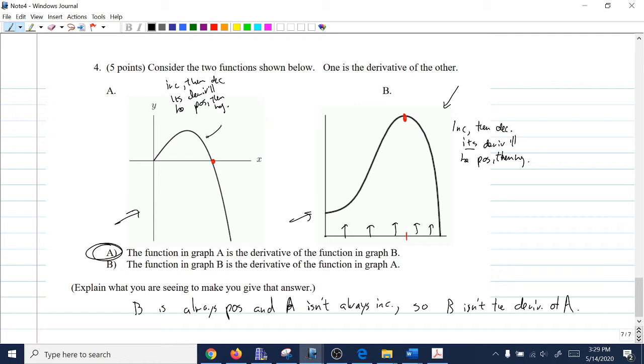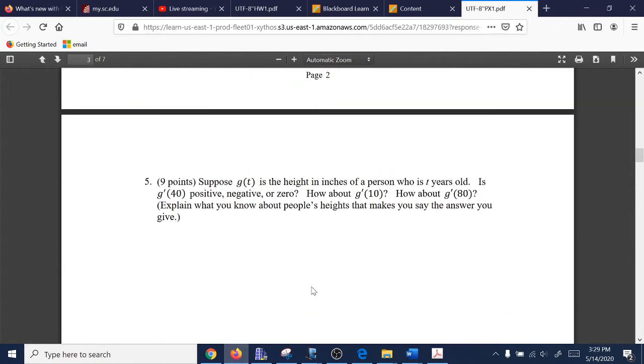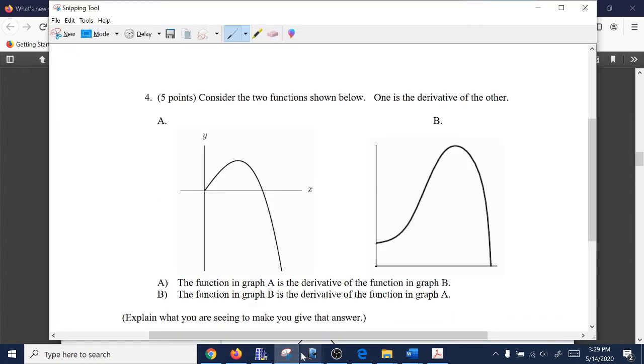As opposed to this graph, which is always concave down, so its derivative should be always decreasing. This is not always decreasing. B can't be the derivative of A, because A is always concave down and B is not always decreasing. There's a lot of things you can say, you just need one good reason to know that one is correct and the other one's not.